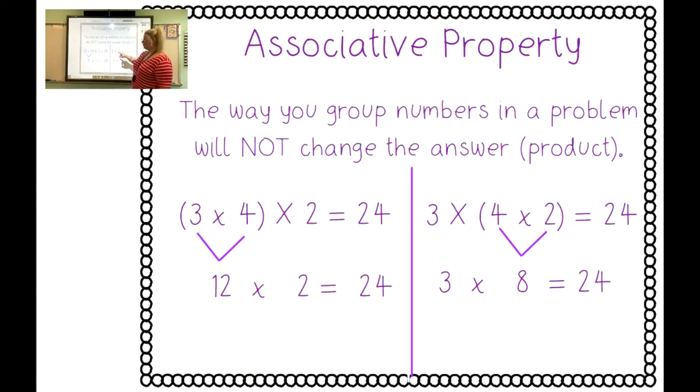Well, the same thing here. I can take 3 times 4 times 2 and give a hug around the 4 and the 2 this time, and that gives me 4 times 2 is 8, times 3, is 24. It doesn't matter which group your parentheses is around, which group is giving a hug, your answer of 24 is still going to be the same.